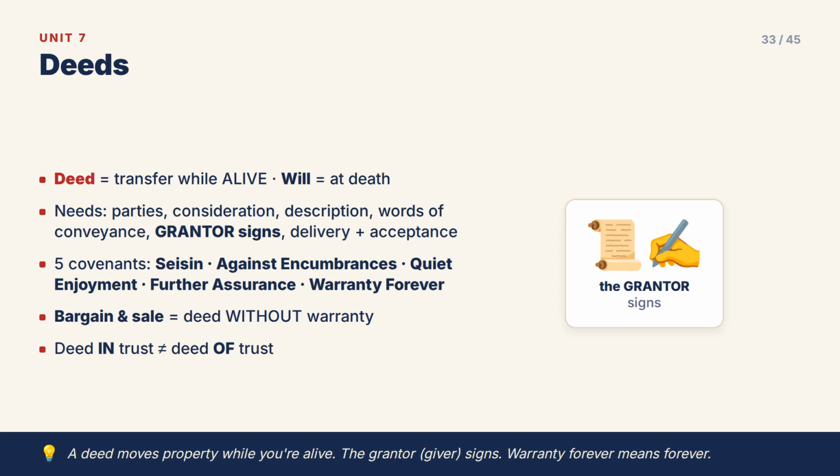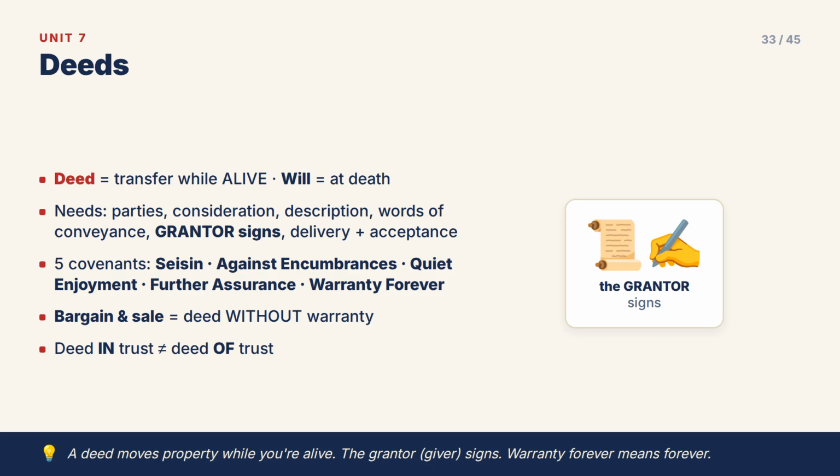A deed transfers property while you're alive. A will does it at death. A valid Texas deed needs both parties named, consideration, a good description, words of conveyance, the grantor's signature, a power of attorney agent can sign, and delivery plus acceptance.